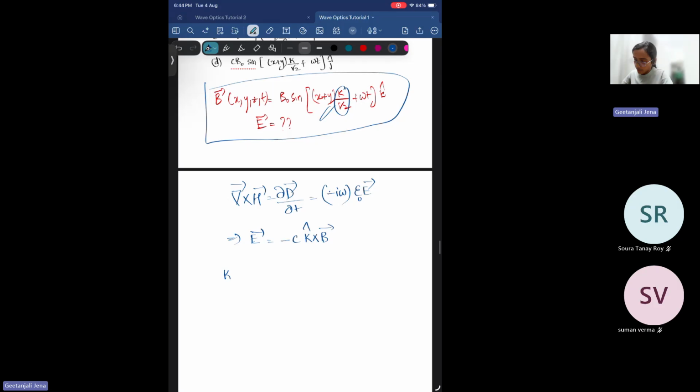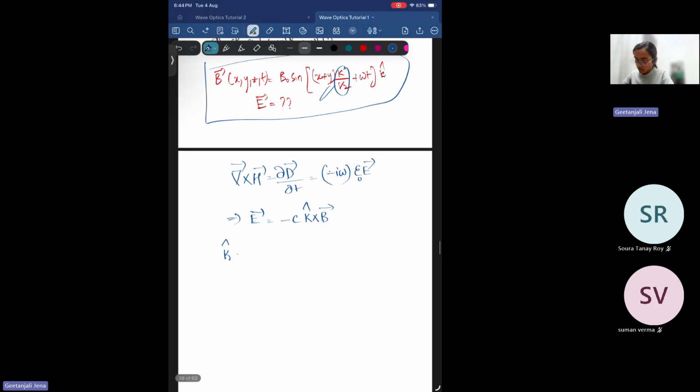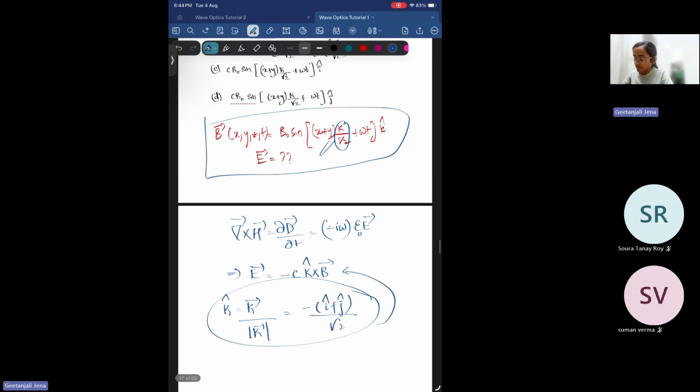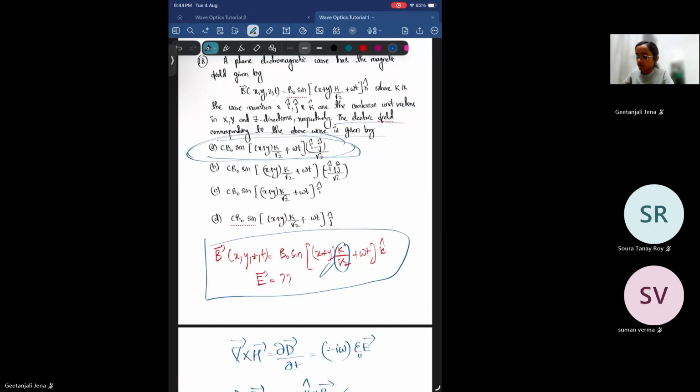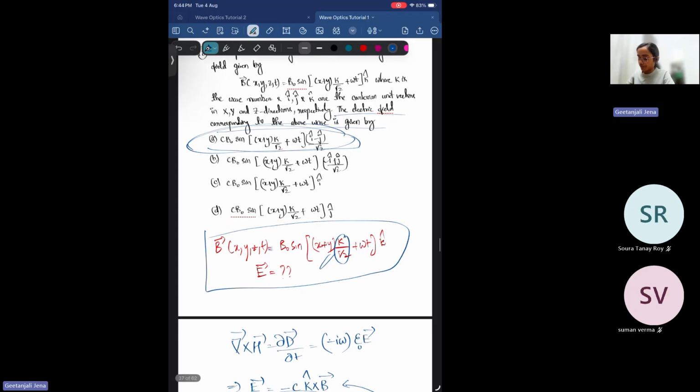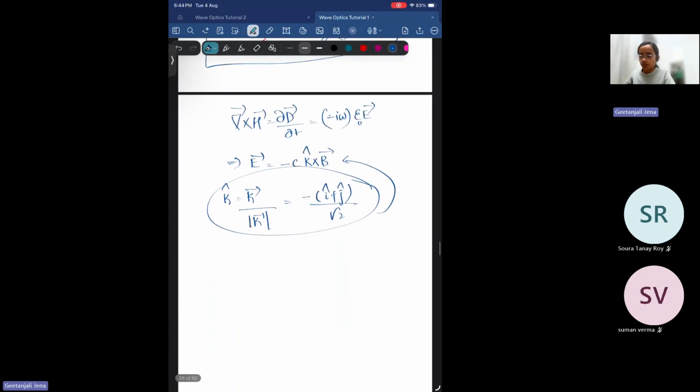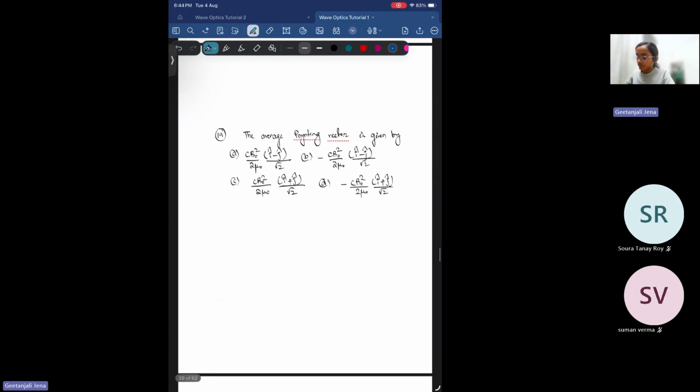So k-hat is the unit vector along the propagation direction. So this will be k by mod k, which is minus i k plus j k by root 2. I hope you can easily find this. You can use it here with the magnetic field, and the final expression will be option A. Okay, so let us move to our next question.